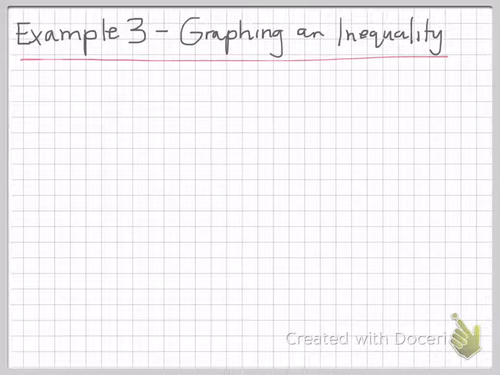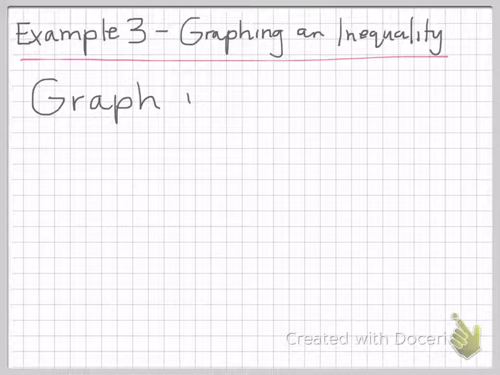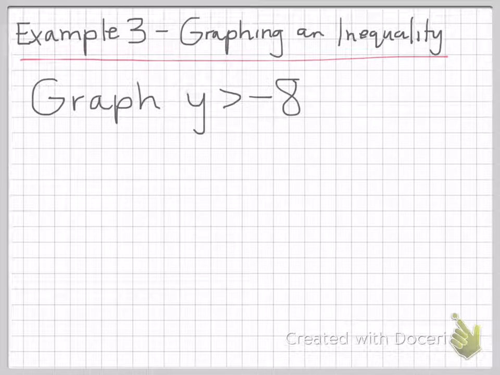Alas, we made it to example 3, graphing an inequality. Now class, you will find that this is fairly easy. Let me go ahead and walk you through it. We talked about it earlier in video 1 with the closed circle and the open circle, but let's go ahead and chat about it again. So graph, write this down please, y is greater than -8.